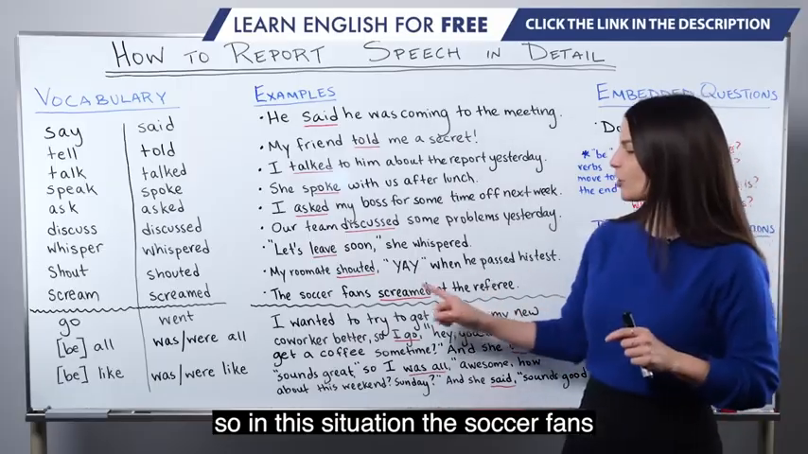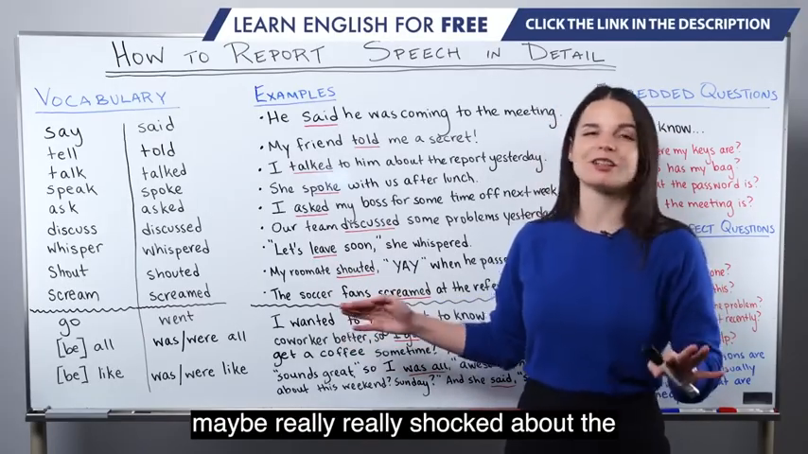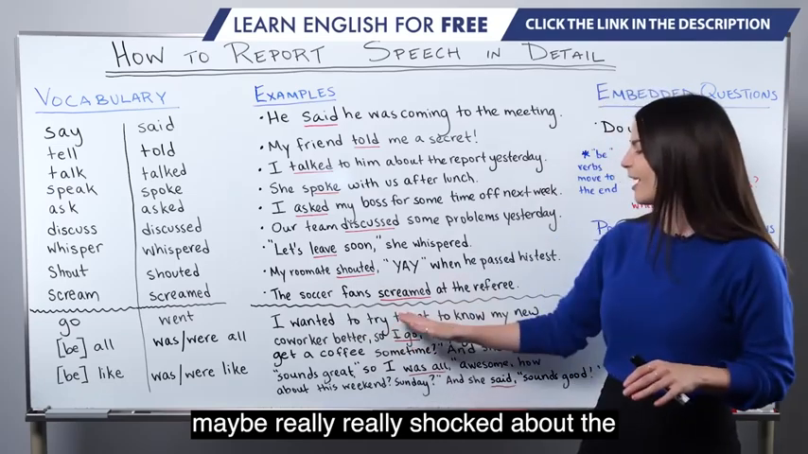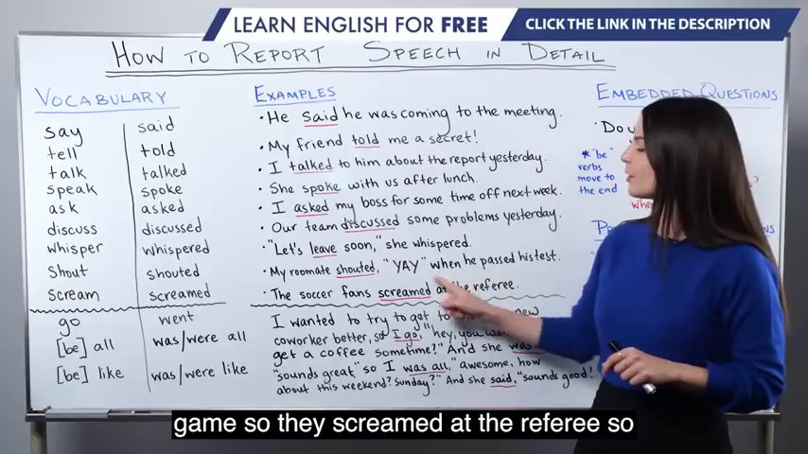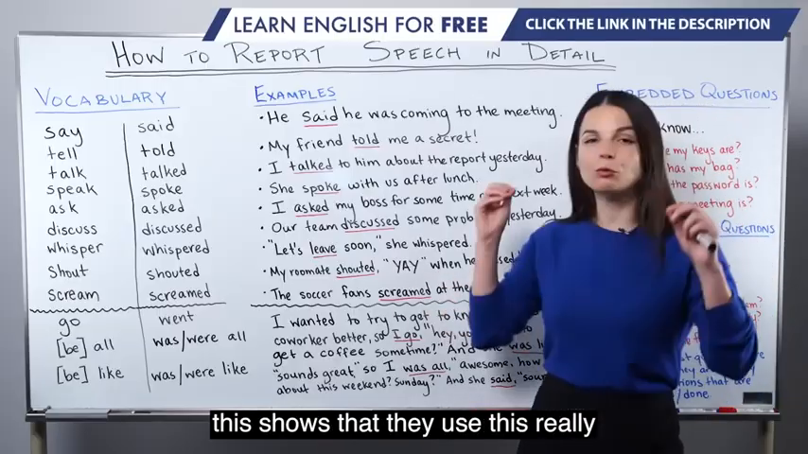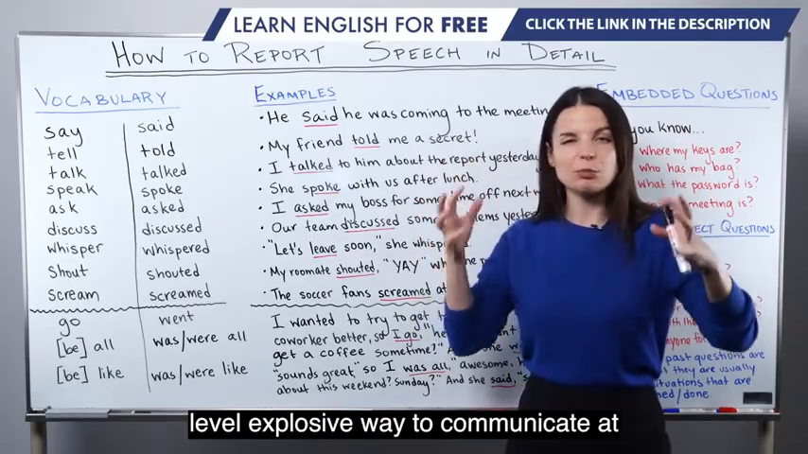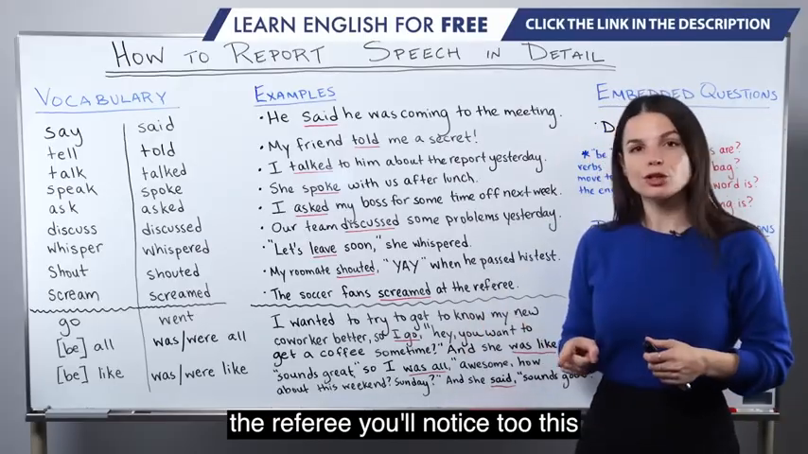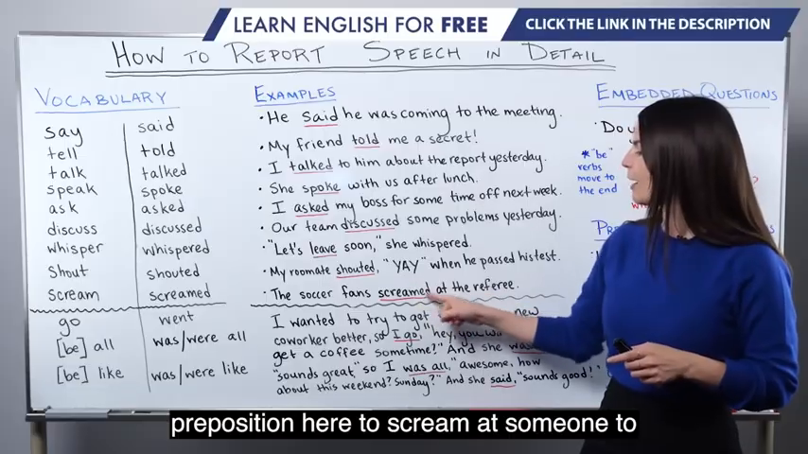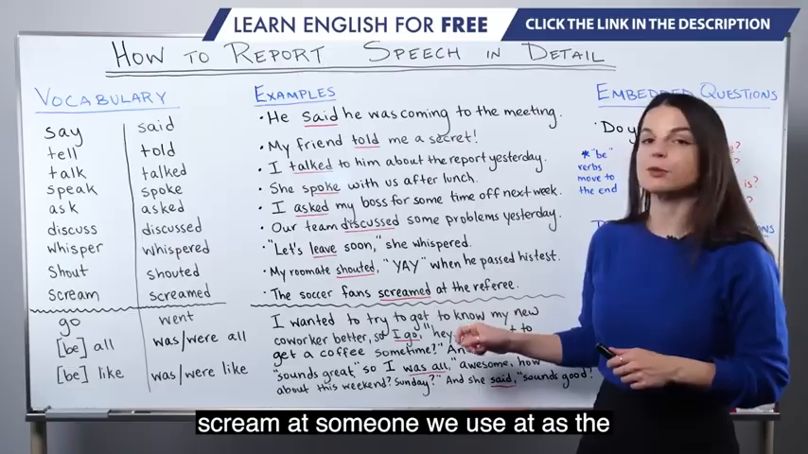Okay, so in this situation, the soccer fans were really, really angry or maybe really, really shocked about the game. So they screamed at the referee. So this shows that they use this really high-level, explosive way to communicate at the referee. You'll notice too, this preposition here, to scream at someone. We use at as the preposition here.